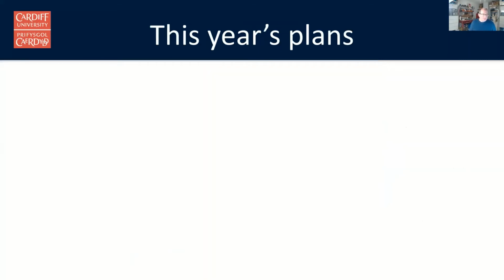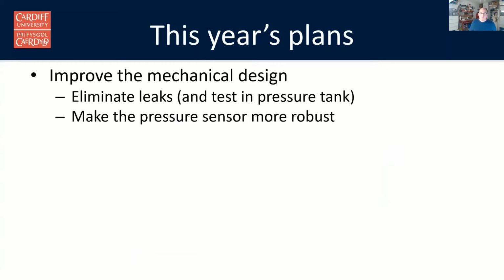So plans for this coming year. I want to improve the mechanical design and eliminate the leaks. And we're going to try and go to the National Oceanography Centre in Southampton, where they've got a pressure tank that they use for testing little robot submarines, and we hope we can test it there in their tank, and make the pressure sensor, which sticks out through the outside of the case at the moment, more robust so that it's not damaged if the instrument hits against the side of the borehole or in a moulin.